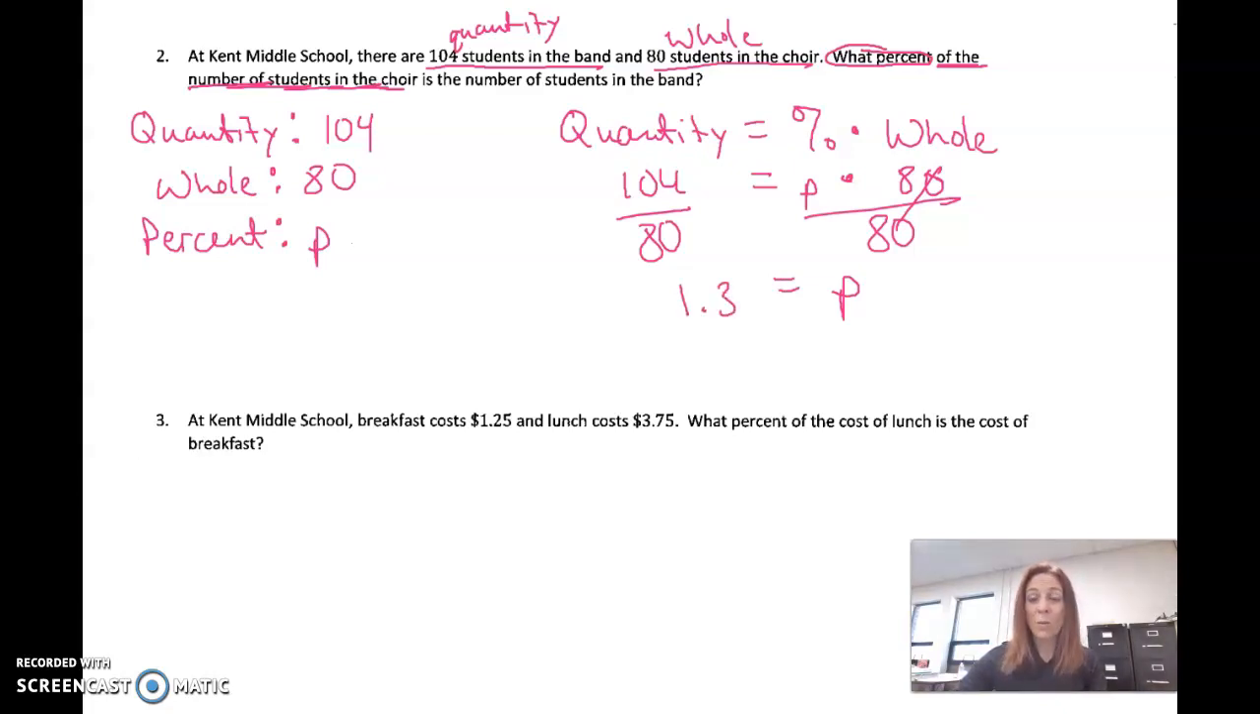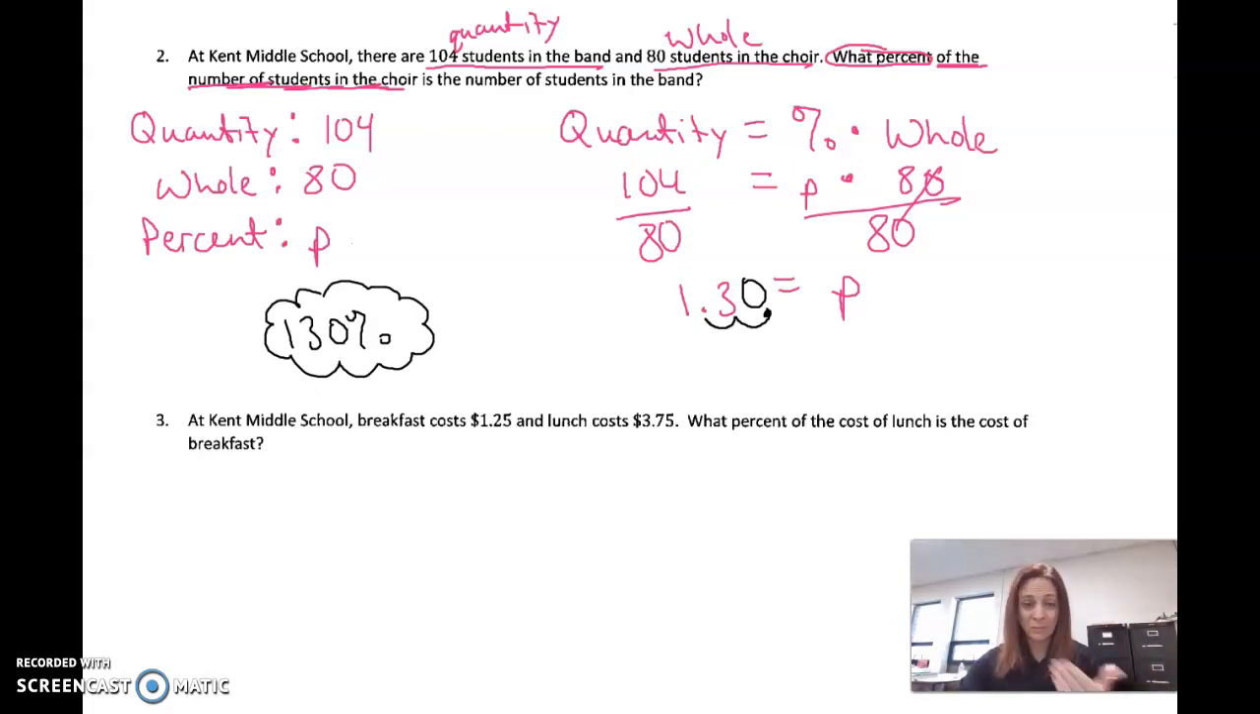Answer the question being asked. What percent? Not a decimal. So I have to move it 2 times to the right and add a 0. So it's going to be 130% of the number of students. The choir is 130% of the students in the band. I'm sorry. What percent of the number of the students in the choir is the number of students in the band? So the band is 130% of the choir. I knew that didn't make sense when I said that. Okay. All right. Same thing.